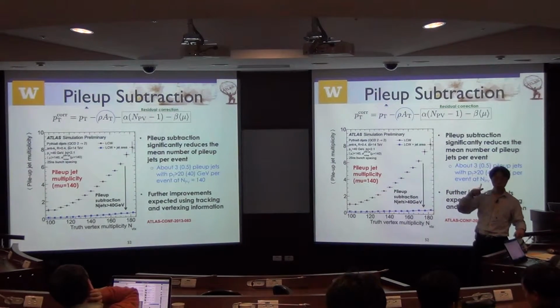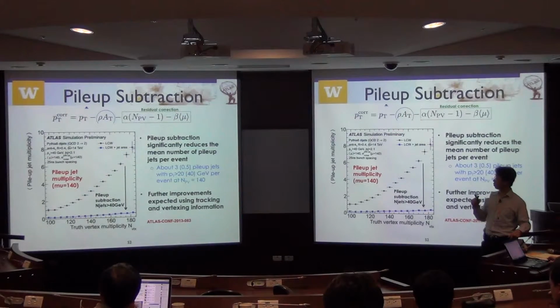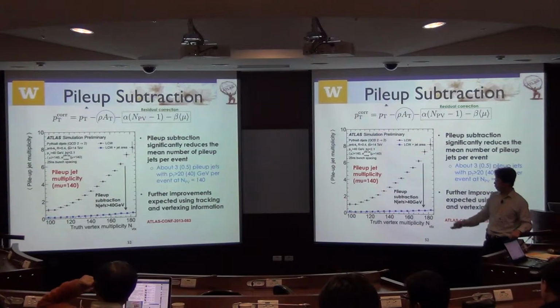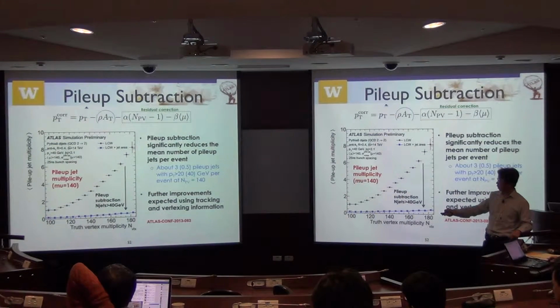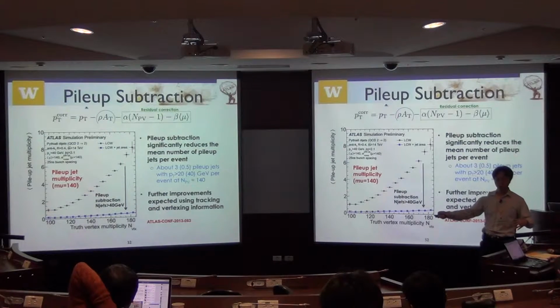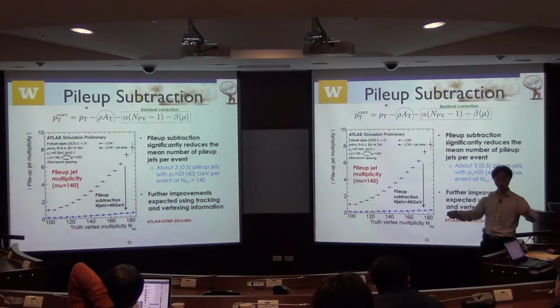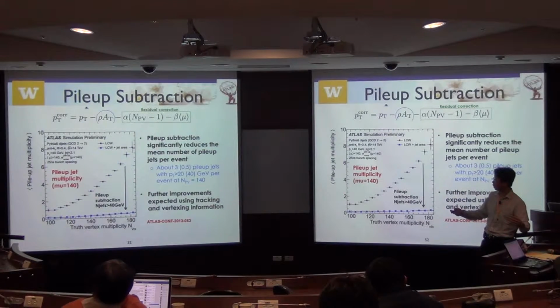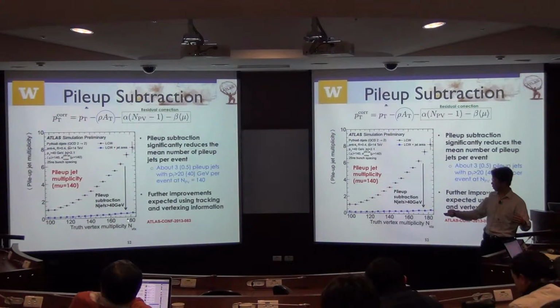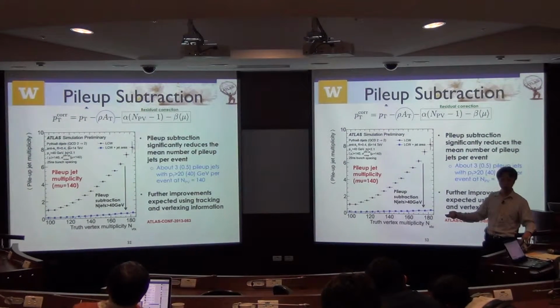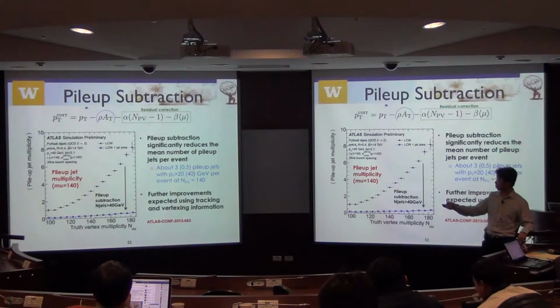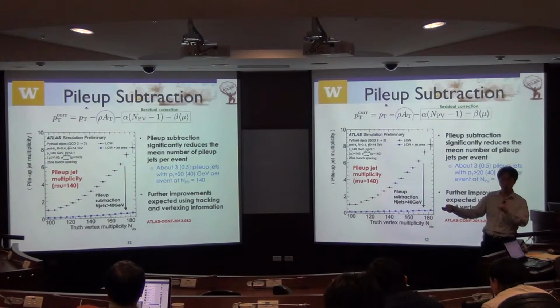So what we see magically with this simple pile-up subtraction method, this plot shows the pile-up jet multiplicity. That is, you produce inclusive dijet samples, and you just count how many jets there are greater than some transverse momentum. Then you can see that you can count a huge number of jets as your number of interactions increases. But we knew that, in principle, there are just two hard jets in this event. So these additional jets just come from the pile-up.